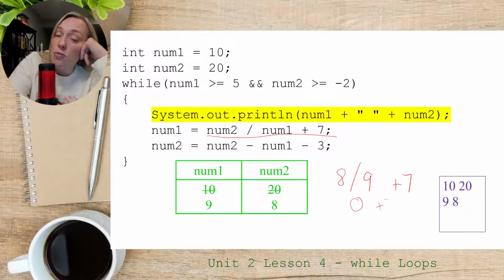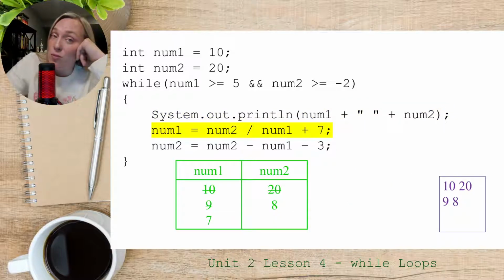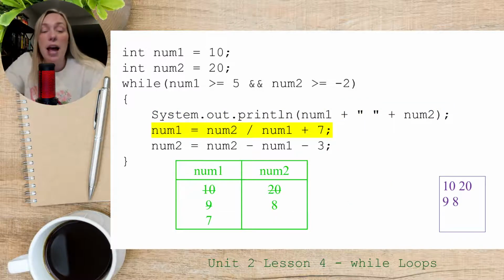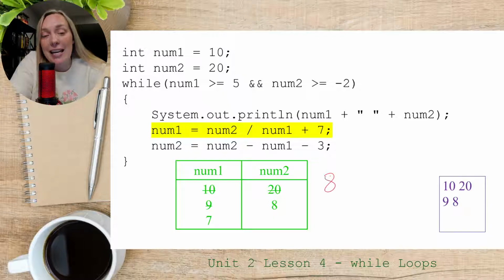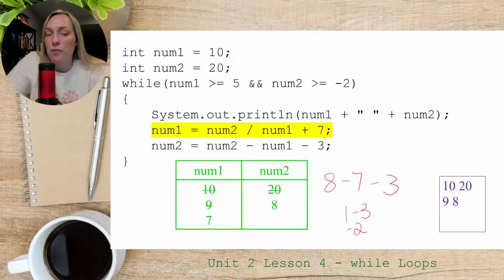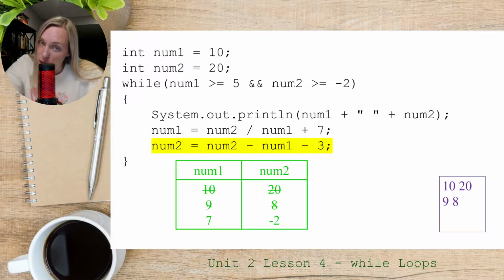Okay, so I get 0 plus 7, which is just 7. So num1 is going to become just 7. All right, and then num2 is currently 8 minus 7 minus 3. So 8 minus 7 is 1. 1 minus 3 is negative 2. So num2 is going to become negative 2. Okay, so those are my 2 values.